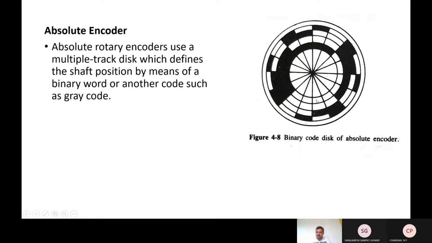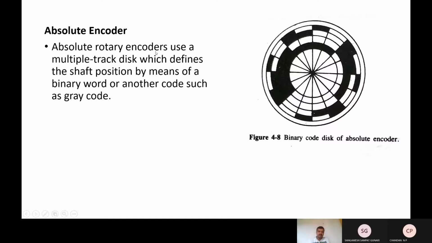Here, the first two inner tracks are transparent, so this one is opaque and the outer track is transparent. Like that it will convey a certain meaning, and this can be converted into a binary code. Suppose you consider opaque as 0 and the transparent segment as 1, you can convert it into a binary code, like 1110. So like that you can directly convert it into a binary code.